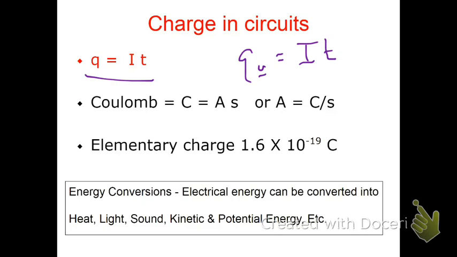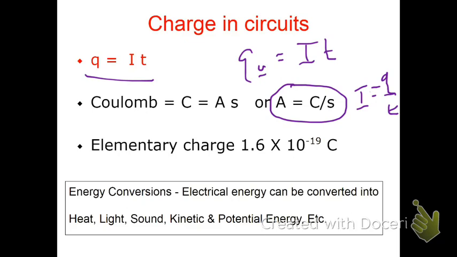Or if you think about it, I like to think about it this way, an amp is a coulomb per second. A coulomb is just a bunch of electrons that are flowing past a cross-section of the wire in a given second. And so the formula is current is charge over time, and if you rearrange it, you get the formula there in red that's on your formula card.